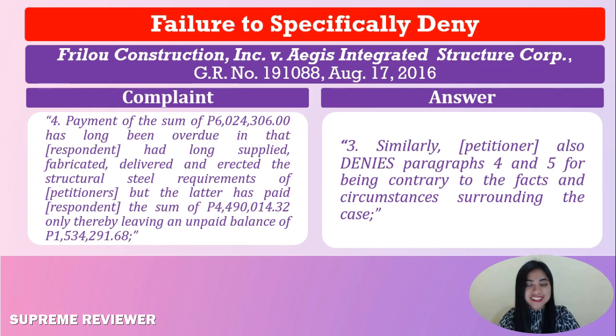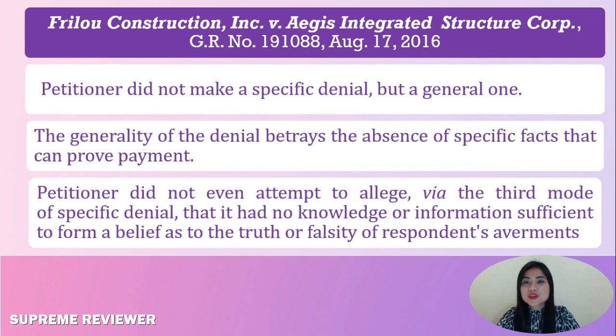Was there a valid specific denial? The Supreme Court held that petitioner did not make a specific denial, but a general one to the effect that it no longer has any remaining liability to respondent. Okay, let us go back to the answer. Petitioner in the answer provided that petitioner also denies paragraphs 4 and 5 for being contrary to the facts and circumstances surrounding the case. However, petitioner did not state the facts and circumstances surrounding the case, the matters which it relies on to support its denial of its liability in the amount of over 1 million pesos, and petitioner only asserted that respondent failed to show evidence of its supposed remaining liability.